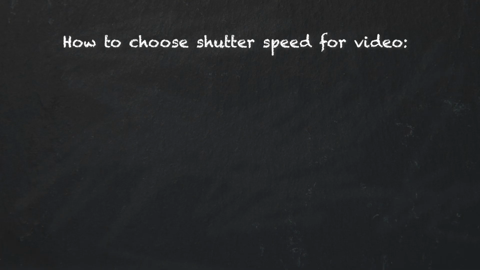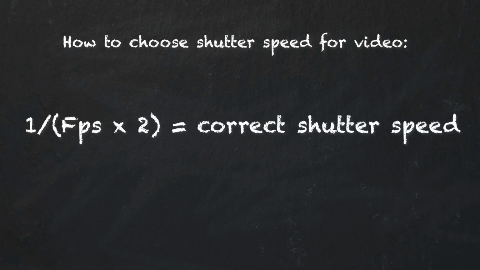But what about shutter speed for video? It basically all comes down to this. You want your shutter speed to be 1 divided by your FPS times 2. Pretty much all the time. This is how you get the most natural motion in your videos.